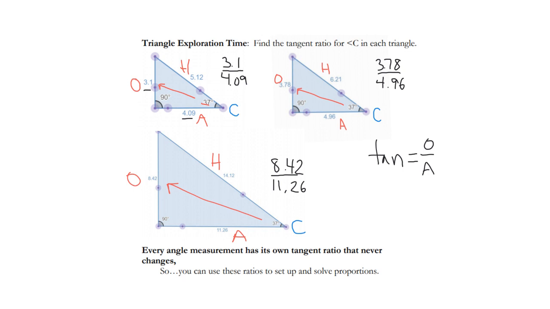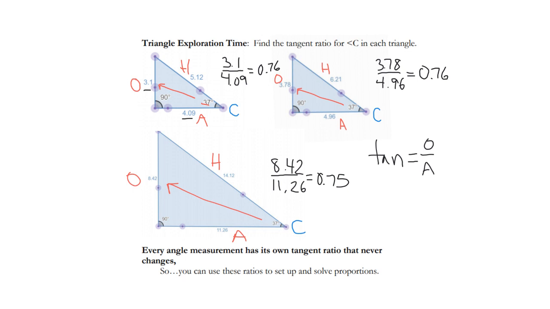Well, that will become apparent after we simplify these fractions into a decimal. 3.1 divided by 4.09 gives us 0.76. 3.78 divided by 4.96 gives us 0.76. 8.42 divided by 11.26 gives us 0.75. And these I just rounded to 2 decimal places. Just a reminder, we're going to be using 3 decimal places in our work in this chapter.